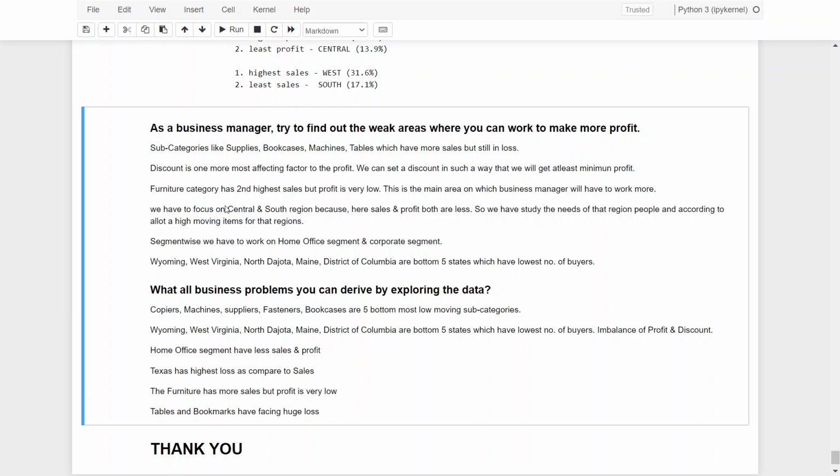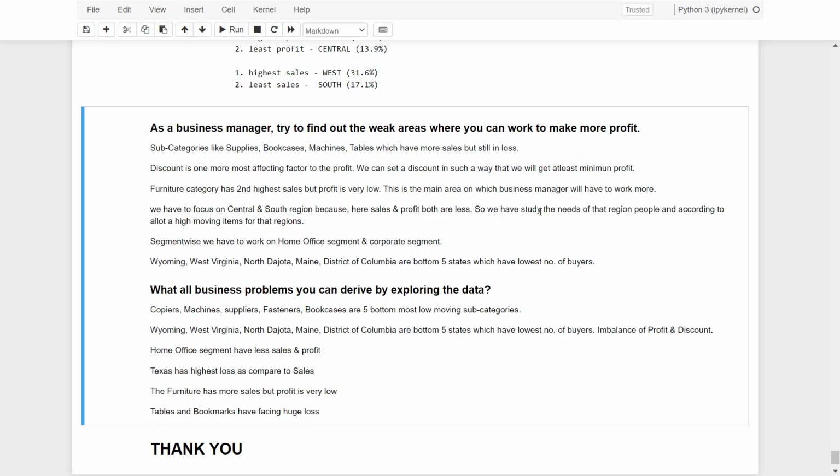The furniture category has the second highest sales, but the profit is very low. This is the main area on which the business manager will have to work more, because furniture has the second highest sales, as you can see, but the profit is very low. This is the major weak area, and we have to focus on the central and south regions because here sales and profit are both less.